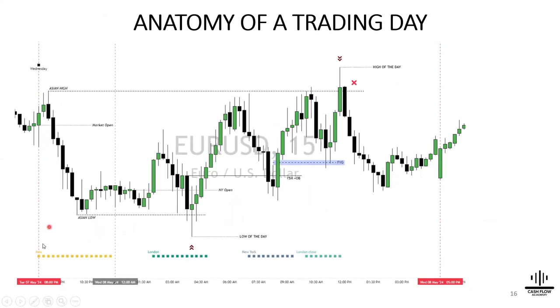This line here represents the beginning of a trading day using the GMT time zone. This line represents the 12 a.m. midnight New York time. And then this line represents the close, which is 5 p.m., the close of the trading day.